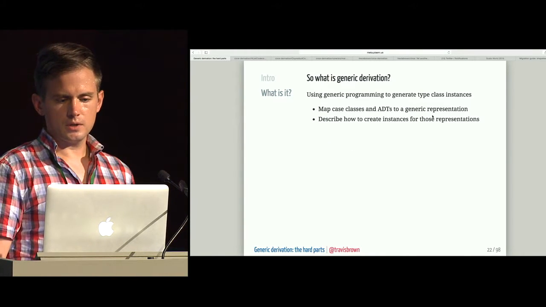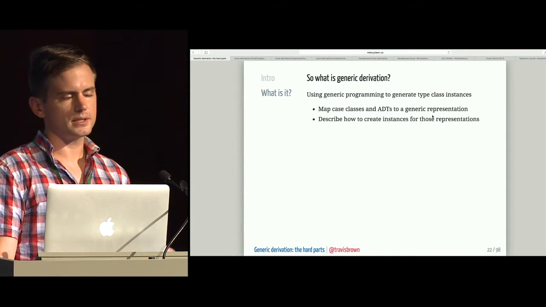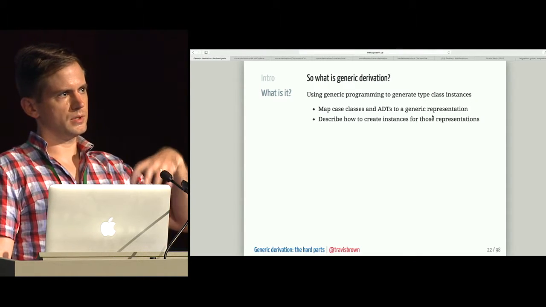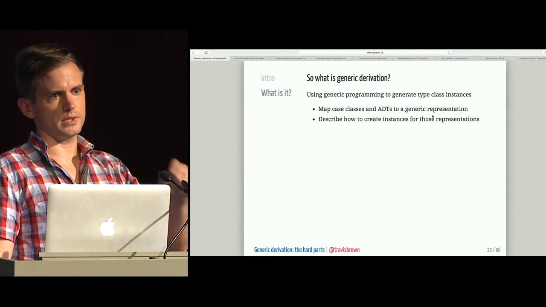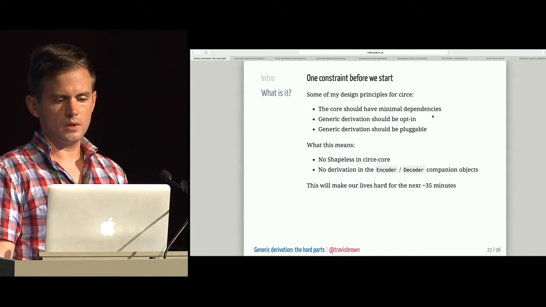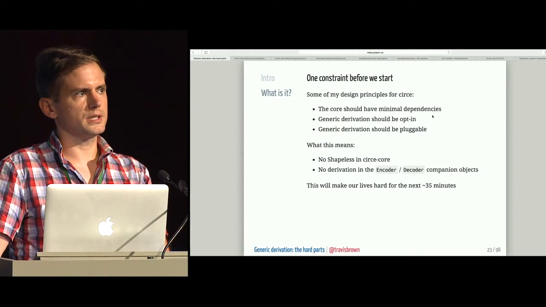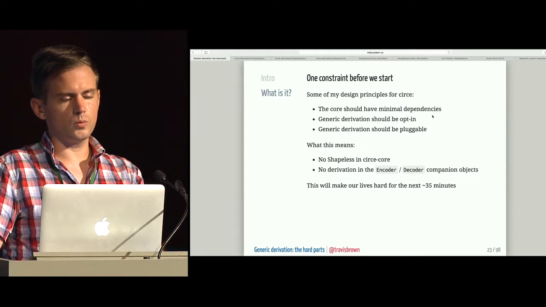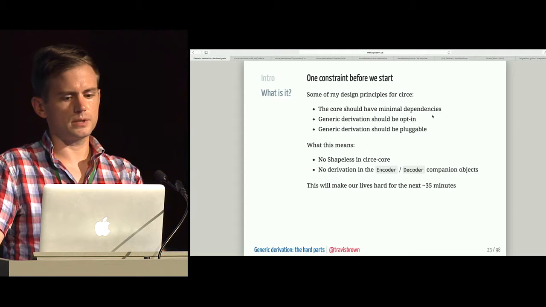Okay, so just to summarize, generic derivation is something that at compile time allows us to take our ADTs, our case classes, map them to a generic representation, and then create type class instances for the type classes that we're working with for those representations. All right, and this is one of the things that sets generic derivation in Circe apart from libraries like scodec. So when I started working on the fork, I had a few principles.